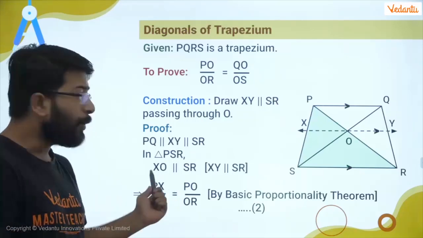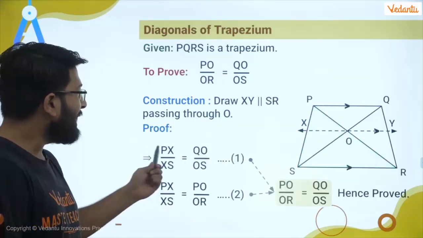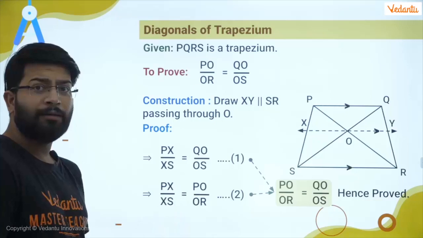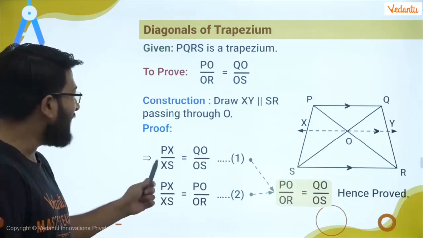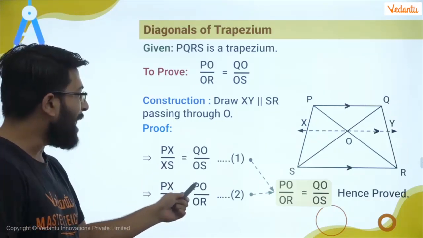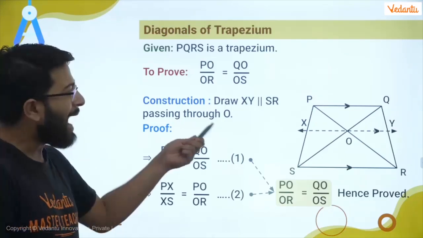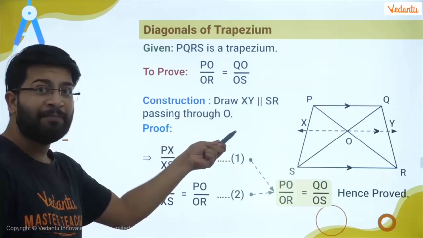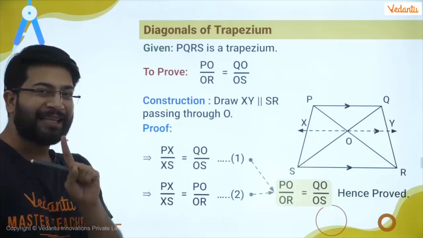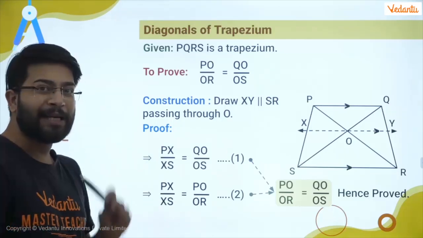Now, champ, from equation 1 and equation 2, if we equate both equations, we get QO upon OS equal to PO upon OR, and hence we have proved that the diagonals of the trapezium divide each other in the same proportion. I hope it is clear.